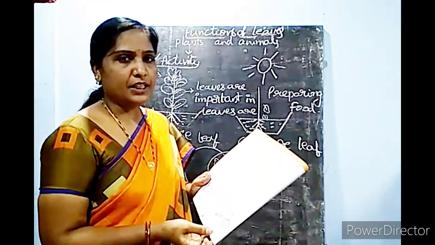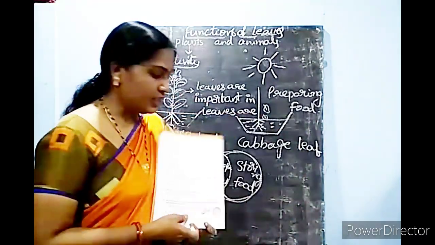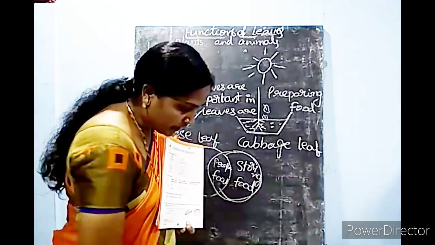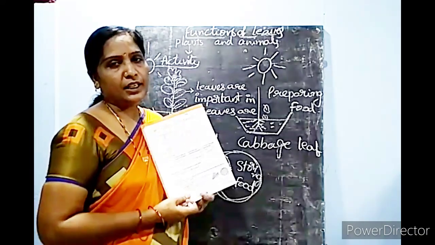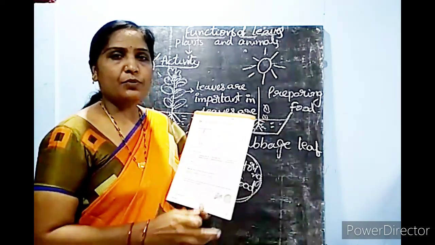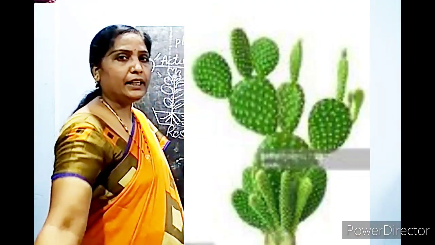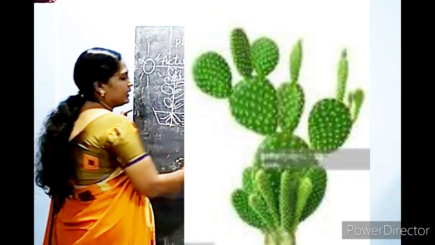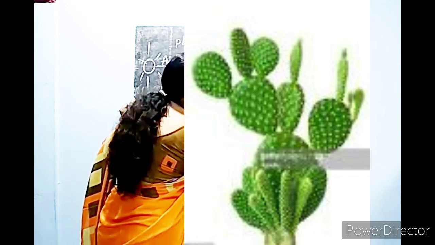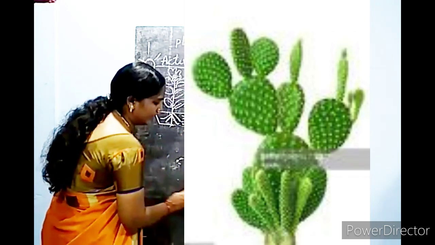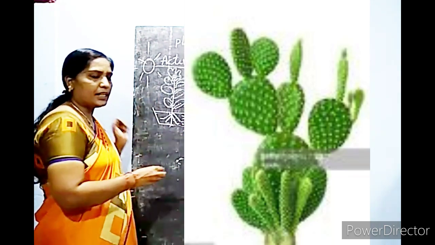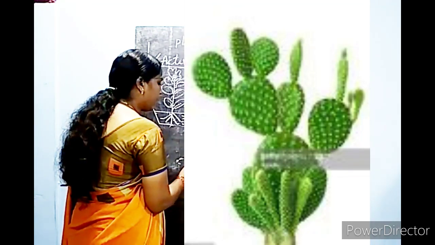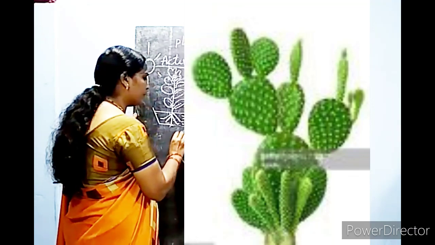On the last one, see children, spinach. Just now I told you about leafy vegetables, how spinach is storing the food, that you understood. And the last one, cactus plant. Cactus plant, children. In cactus plant, how are the leaves different from other plants? Have you seen the cactus plant? I will show you the picture of the cactus plant in our video.